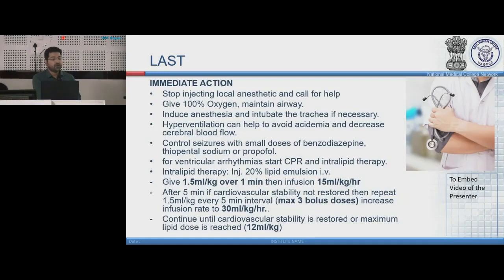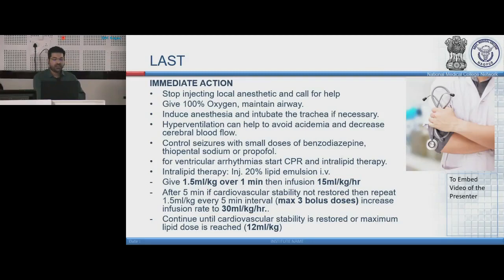We will give 100% oxygen and maintain the airway. We may need to induce anesthesia and intubate the trachea. After intubation, hyperventilation helps to avoid acidemia, which also increases the toxicity of local anesthetic, and decreases cerebral blood flow, so less amount of drug will reach the brain. Control of seizure with small doses of benzodiazepine. In induction, we will use thiopental sodium and propofol.